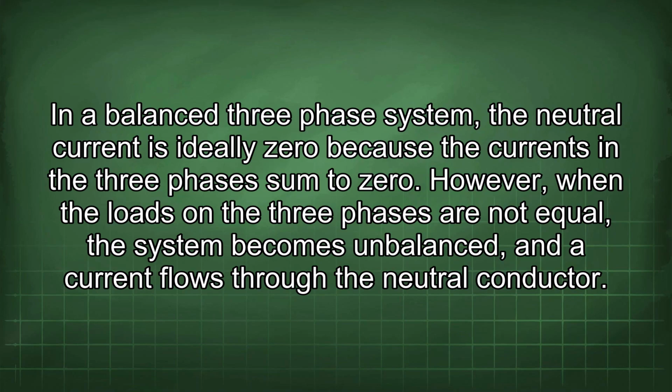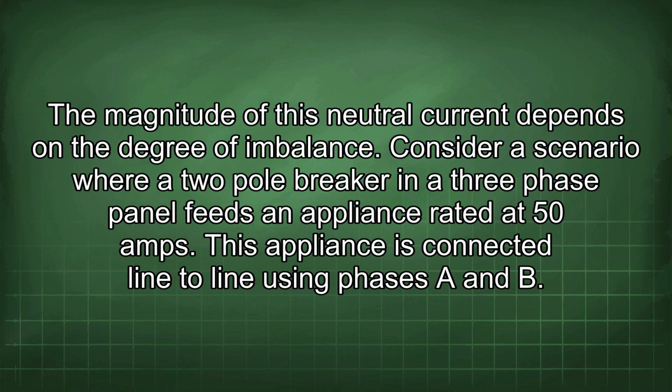In a balanced three-phase system, the neutral current is ideally zero because the currents in the three phases sum to zero. However, when the loads in the three phases are not equal, the system becomes unbalanced and a current flows through the neutral conductor. The magnitude of this neutral current depends on the degree of imbalance.